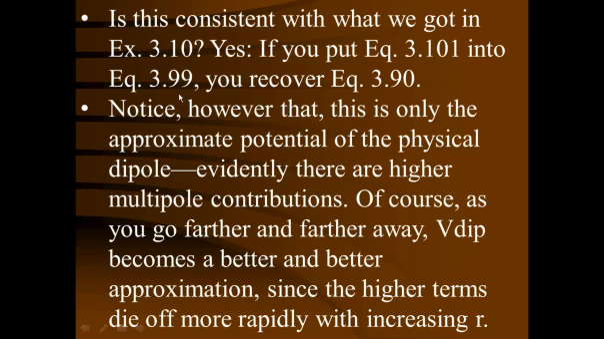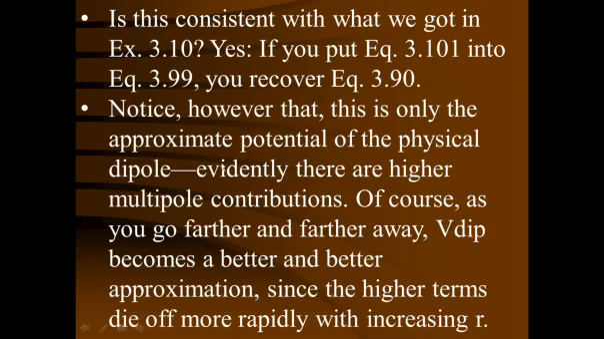So what was 3.99? p dot r caret upon r square. So r caret is the unit vector. So if you take an angle between these two vectors, that is going to be cos alpha. So p cos alpha upon r square. That means the same equation which we got in example 3.10.